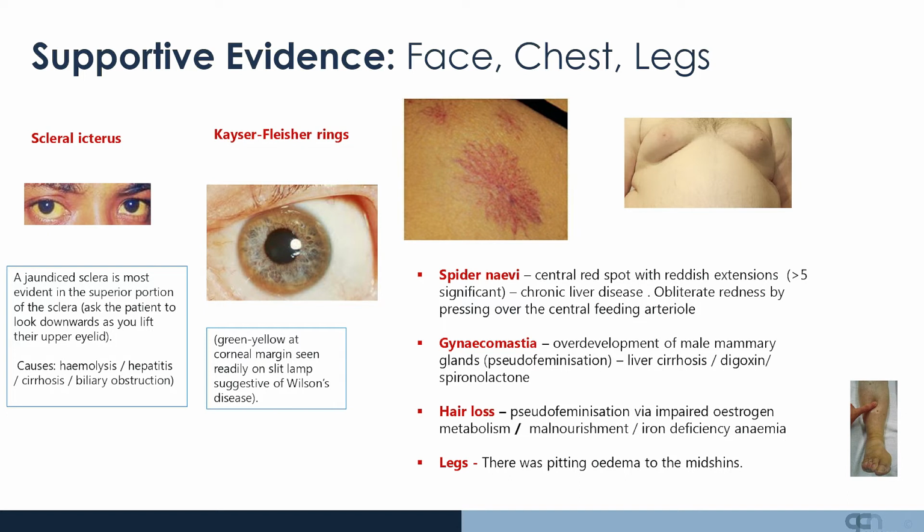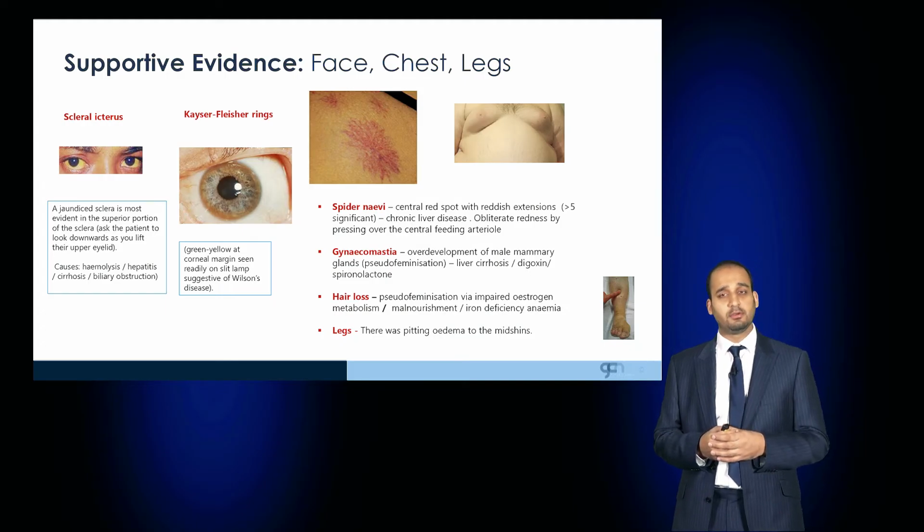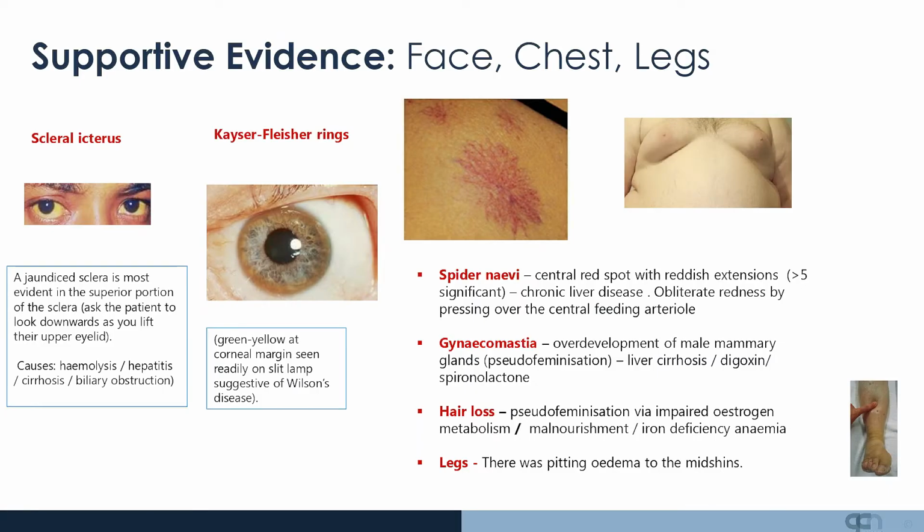On the chest, look for spider nevi, central red spots with reddish extensions. More than 5 is significant. The patient may have gynecomastia or loss of hair over the chest. In a male, this is indicative of pseudo-feminization occurring as a result of the inability of the liver to metabolize estrogen. Examine the legs, looking for pitting edema. This may occur due to hypoalbuminemia, resulting in loss of oncotic pressure and extravasation of fluid.